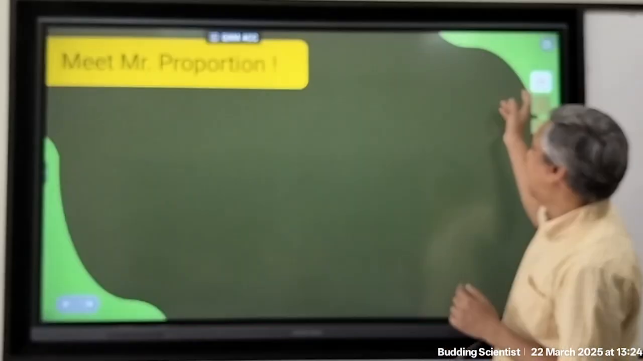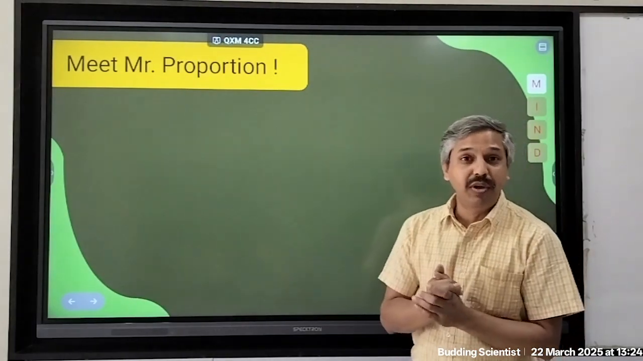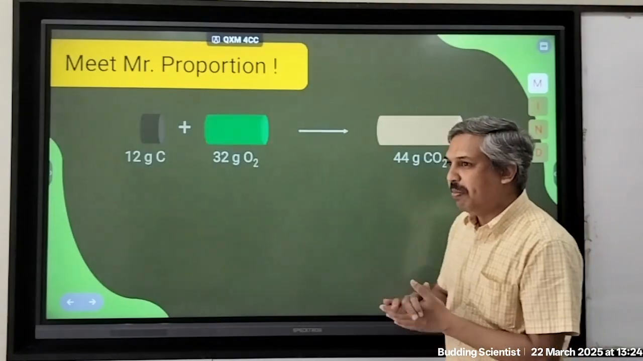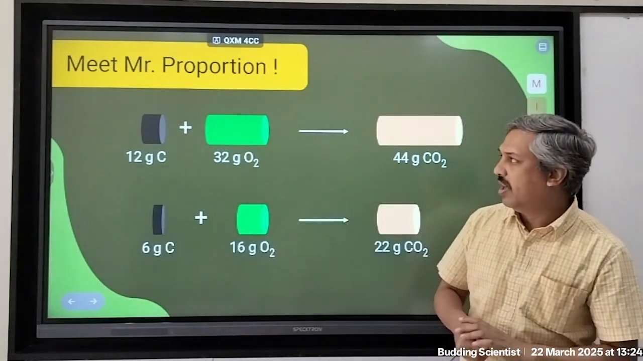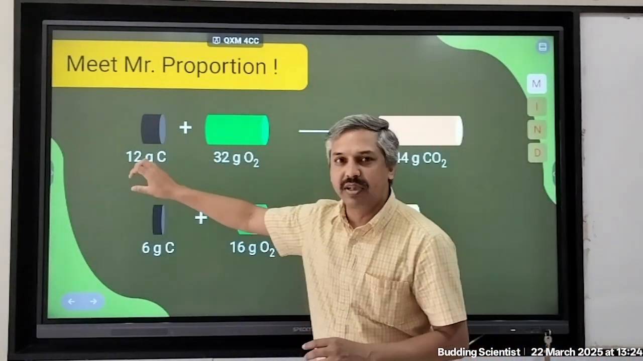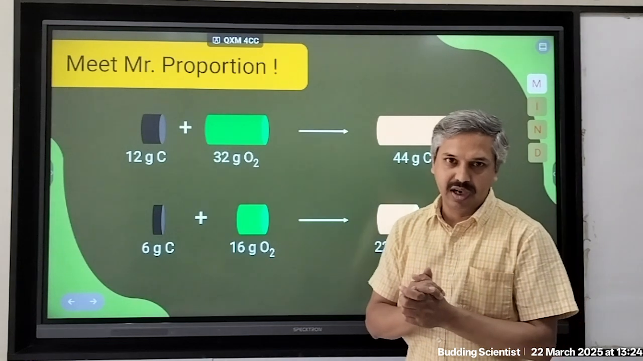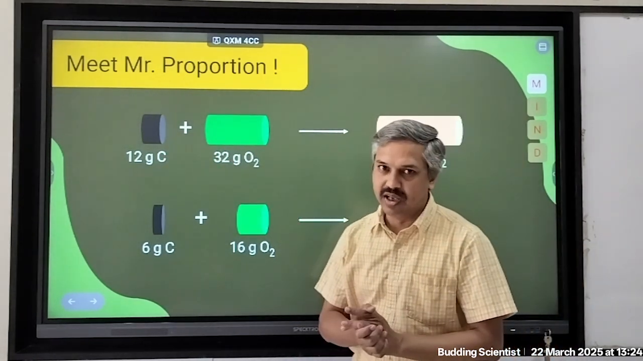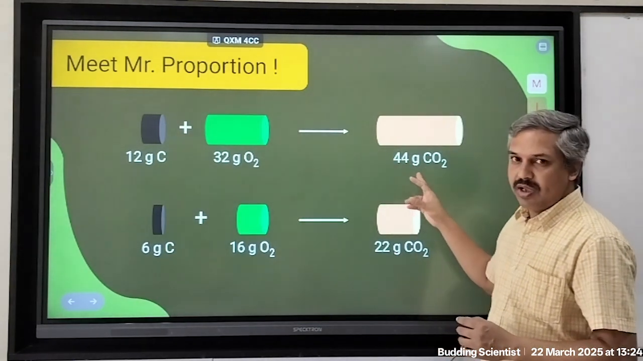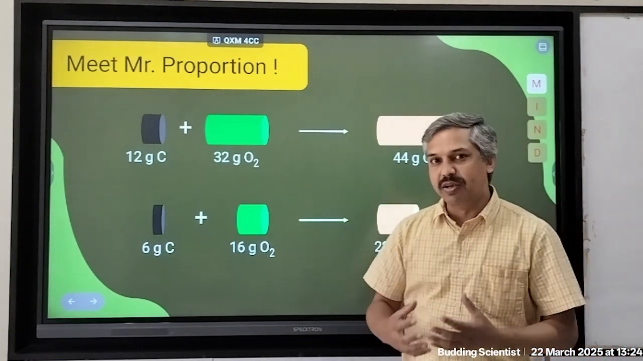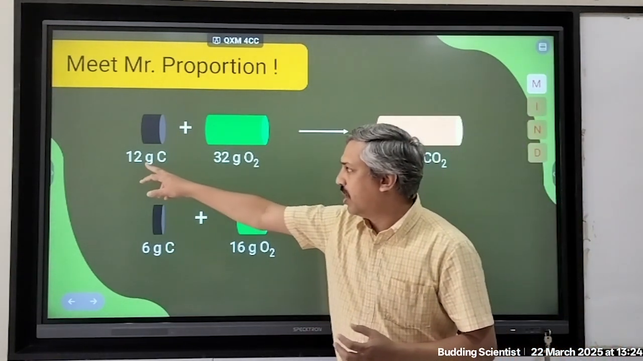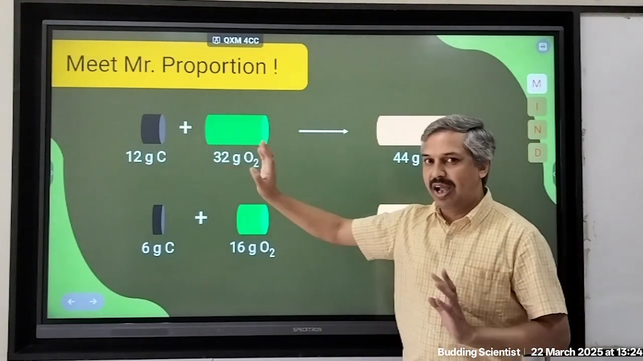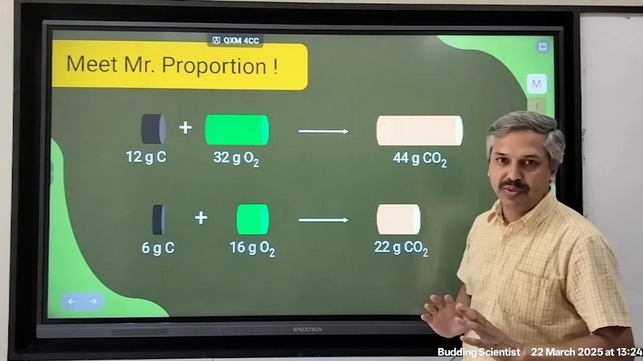The M in MIND is for meeting, and we are now today going to meet Mr. Proportion. This is what happened with John Dalton. In his laboratory, he was working with carbon and oxygen. And he found out that when the chemical reaction between carbon and oxygen takes place, carbon dioxide is formed. Not only that, he could measure the masses. And in that he found out that 12 grams of carbon will react with 32 grams of oxygen and he will get 44 grams of CO2.